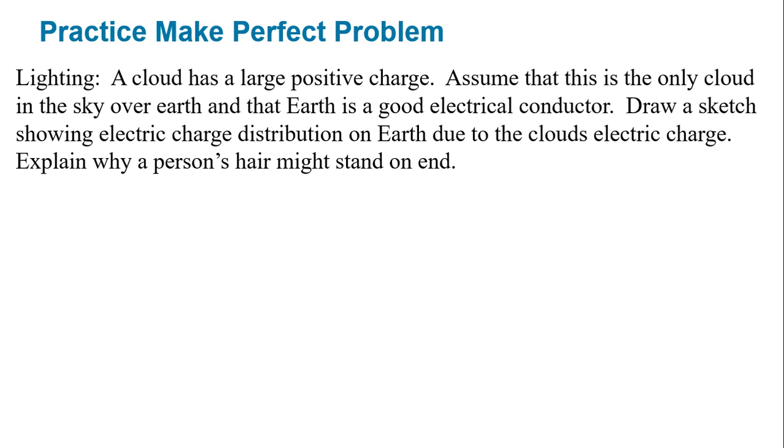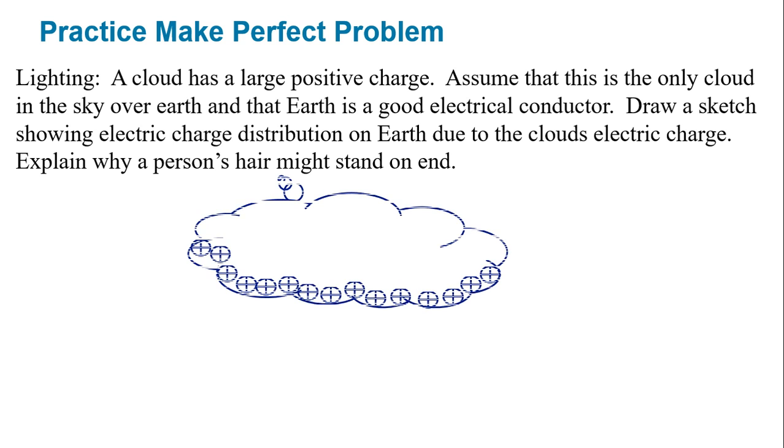Okay, so I didn't actually do this exactly the way it's supposed to. What I did is I drew the cloud, right? Here is my cloud, and that is with the distribution. So if the cloud is positively charged, the Earth is negatively charged, because that's the charge it would attract if it was positive. And then what would happen? Well, you would be standing on the ground, right?